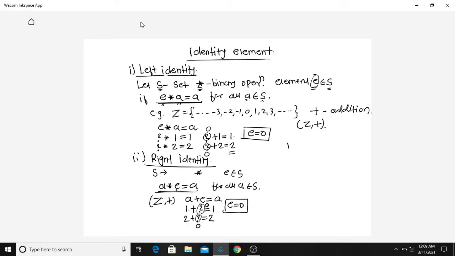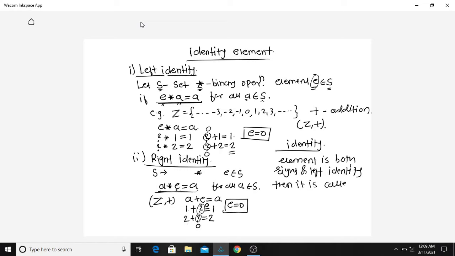Then I can define identity element as: when an element is both right and left identity, then it is called an identity element. So for the algebraic system Z comma plus, your identity element is 0.